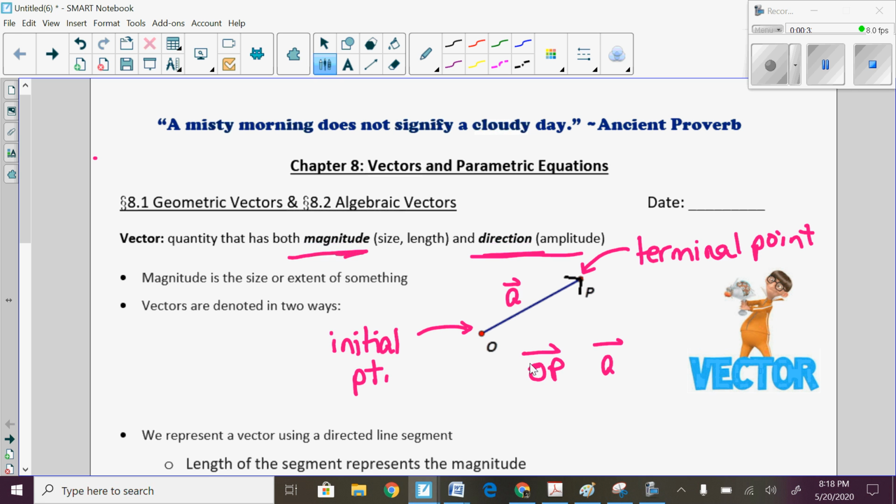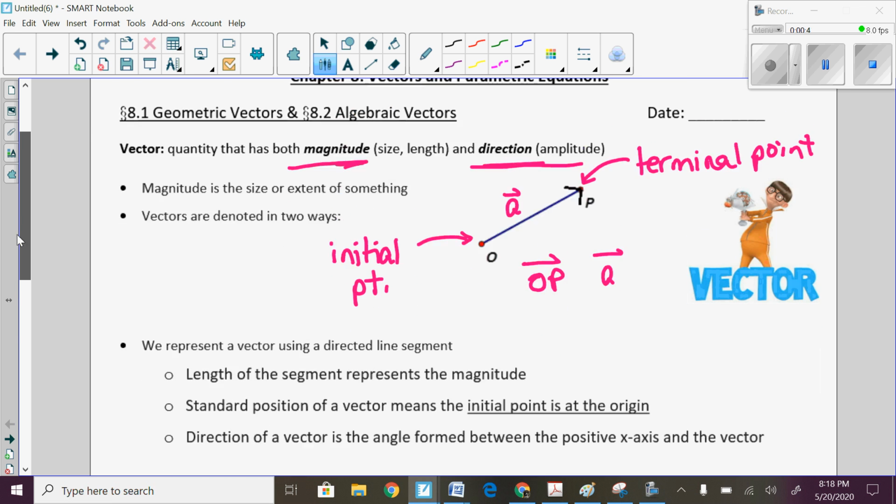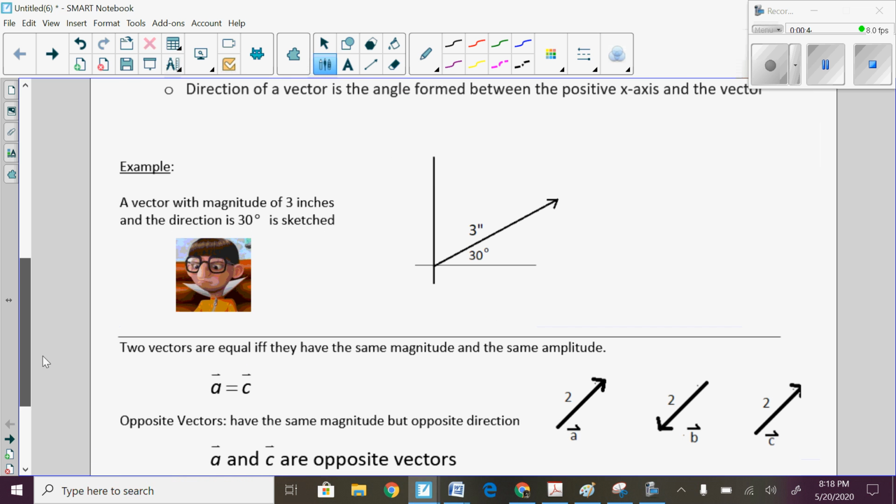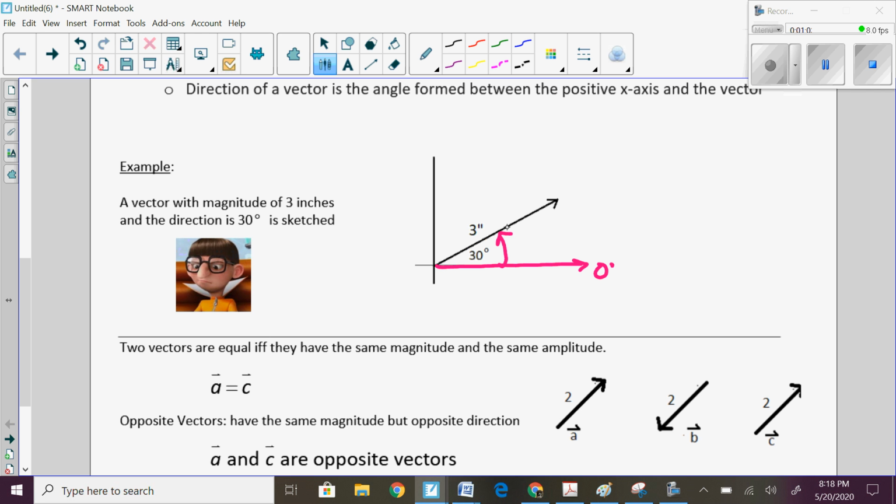So it starts at O and it goes to P. We can also label it with a lowercase printed a, but we also have to put that vector symbol above it. An example of a vector with a 3-inch magnitude and a direction, or amplitude, of 30 degrees: we have to remember that this is our 0-degree mark. So we have a 30-degree direction if we rotate 30 degrees from the 0-degree mark on the x-axis. And we were told it's a 3-inch vector, so I estimated that to be 3 inches.